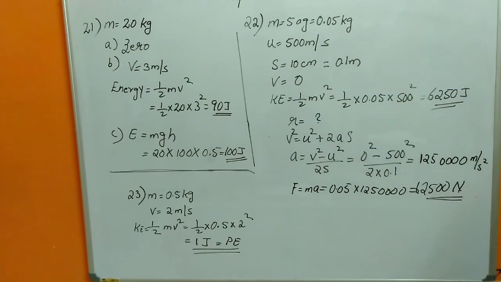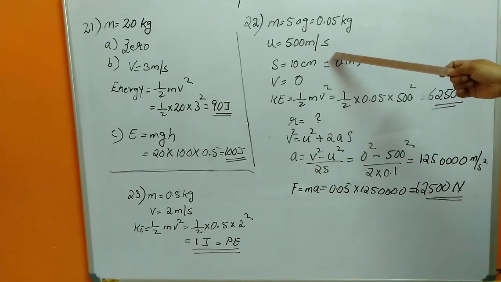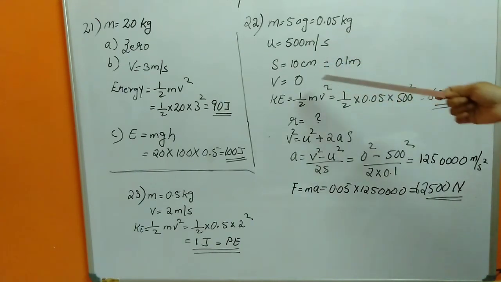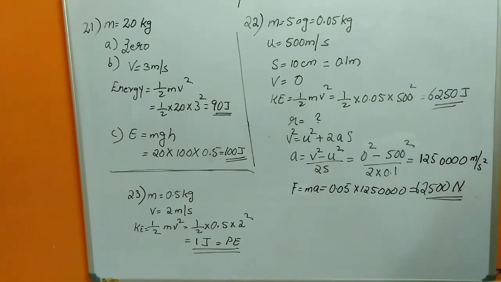Calculate the kinetic energy. Kinetic energy is half mv square. Initially the body is moving with 500 meter per second. So we cannot take v equal to 0, because when the body moves, only then can we say that it possesses kinetic energy. So half into m into v square, with the initial velocity. So we will get 6250 joule.